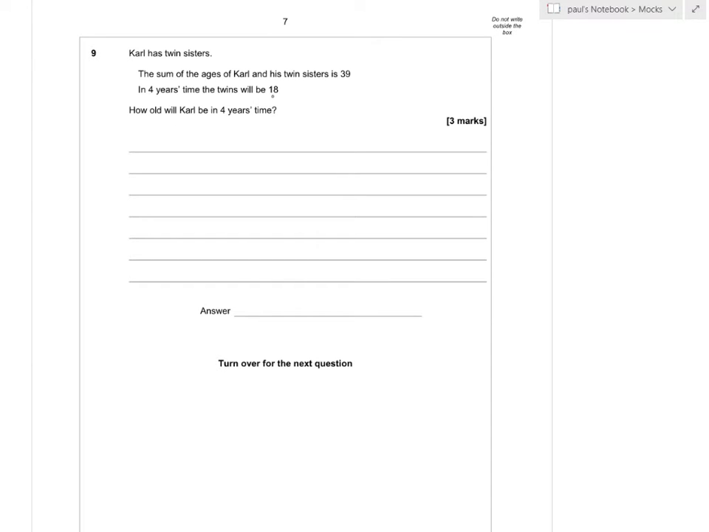The twins will be 18 in 4 years' time. So now the twins are 14 years old. So 14 for 2 twins is 28 years. And the total between Carl and the twins, 39 minus 28. Oh, I've got 11.